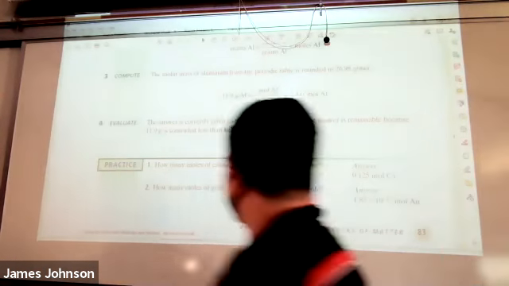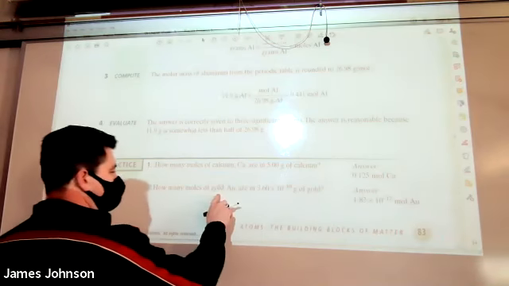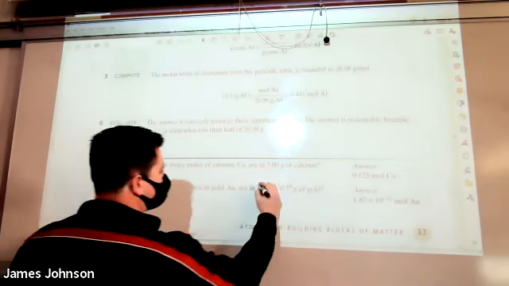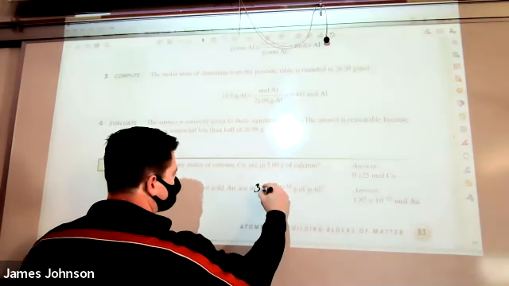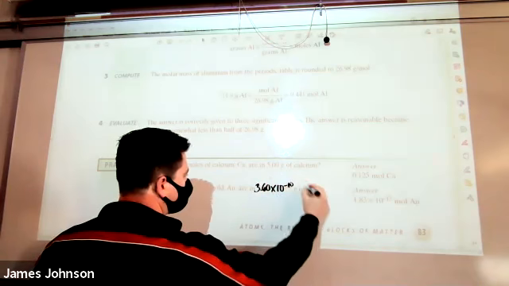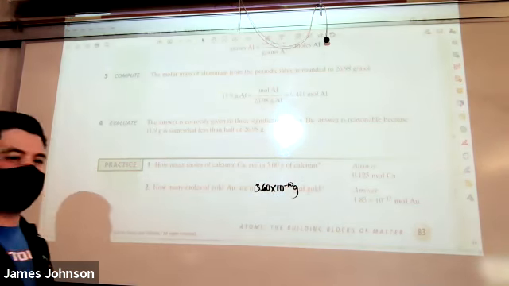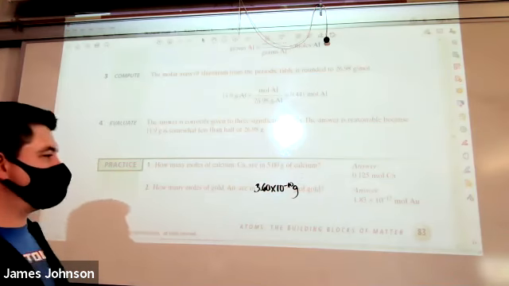Practice problem number 2. We're still working with sample problem 3-3. Moving on to practice problem number 2. How many moles of gold, Au, are in 3.60 times 10 to the negative 10th grams of gold?